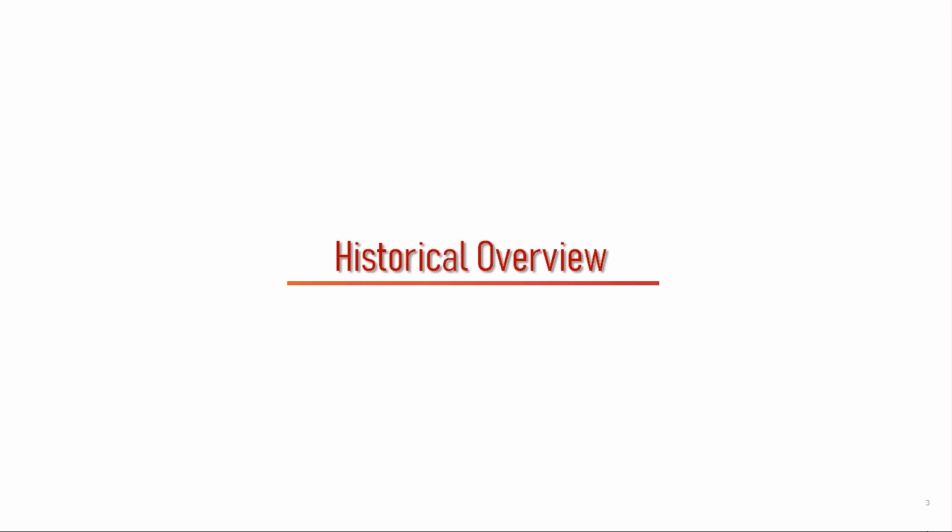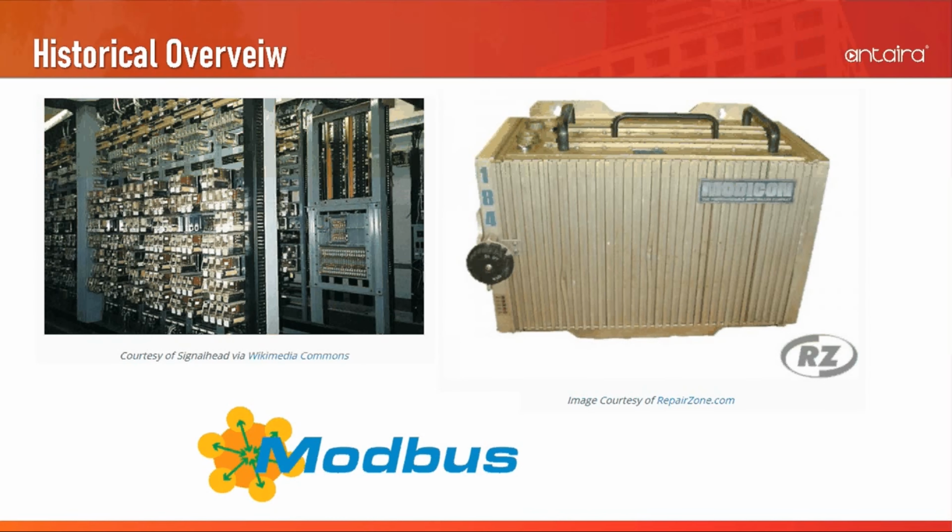Let's begin with the Modbus history. In the early 1960s, the production line systems of the car manufacturers were based on hardware relay logic. The control cabinet was huge and was filled with relays and motor controllers. The system was dependent on how relays and motor controllers were connected.